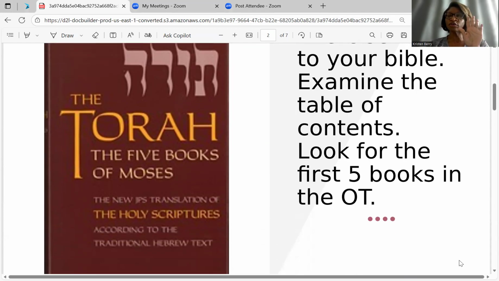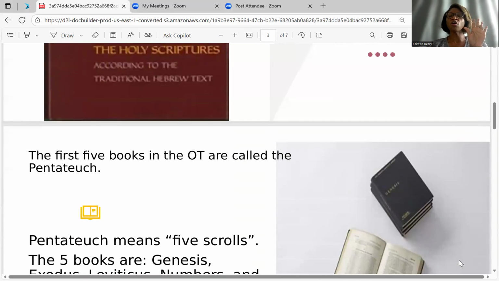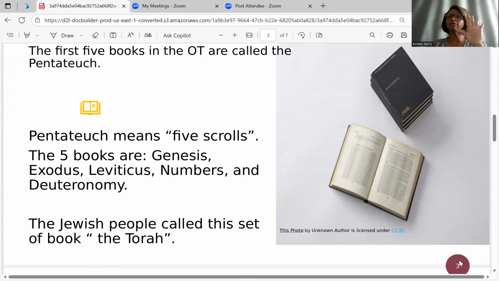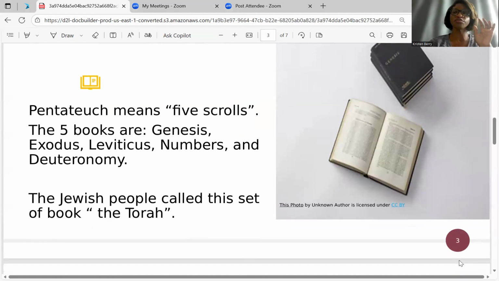The first 5 books of the Old Testament are called the Pentateuch, okay? The Pentateuch means 5. So penta, like the Pentagon in DC, or the Pentagon shape, which has 5 sides. So Pentateuch means 5 scrolls, and those are the 5 books. The first 5 books are Genesis, Exodus, Leviticus, Numbers, and Deuteronomy. Those are important to know.